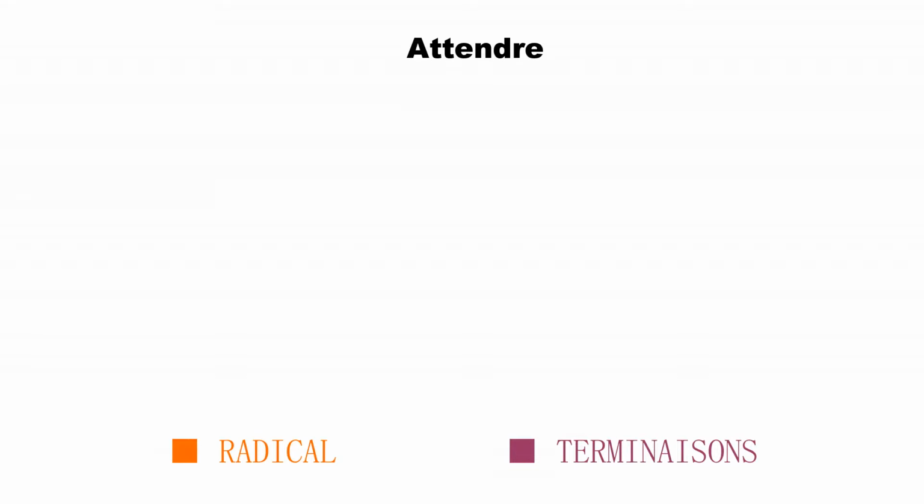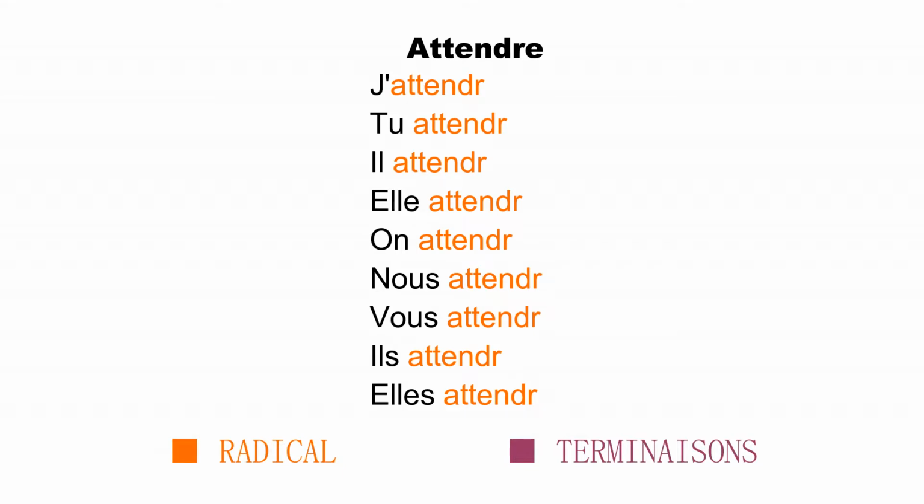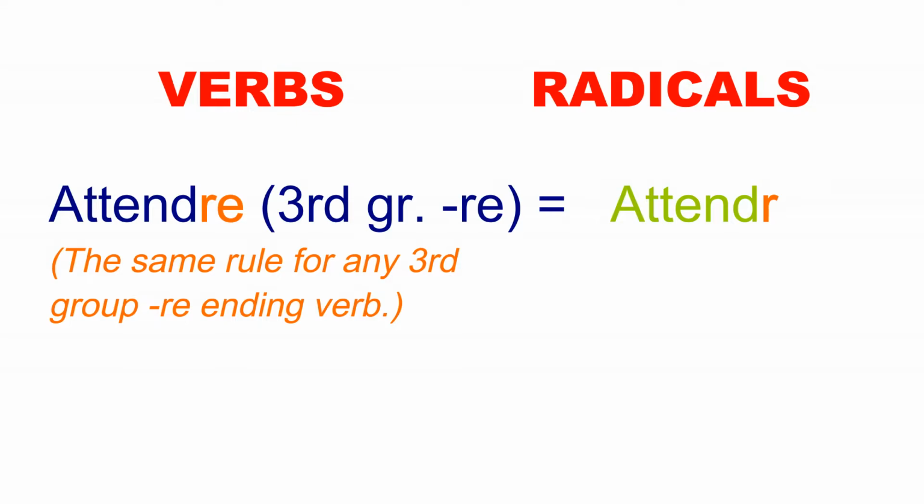Now let's take attendre, which ends with RE. Let's take all the subject pronouns. Je, tu, il, elle, on, nous, vous, ils, elles. I will write the radical with each subject. I remove the final E to form its radical, as this is a third group verb ending in RE. The radical is formed by removing the final E. The same method will apply for all RE ending verbs.